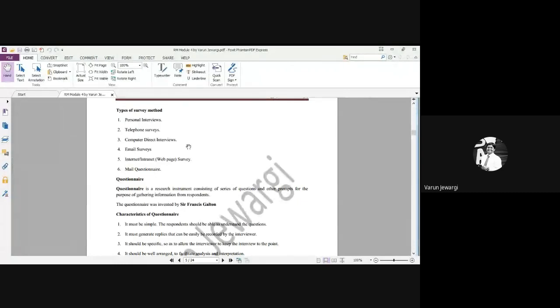We'll move to types of survey method. There are 6 types of survey method, students. So let's understand one by one. One is personal interviews. We as a researcher go to individuals in the mall, in public, or to the house, wherever it is possible, and we do a personal interview. A personal interview is one-to-one. We start asking questions to the respondents.